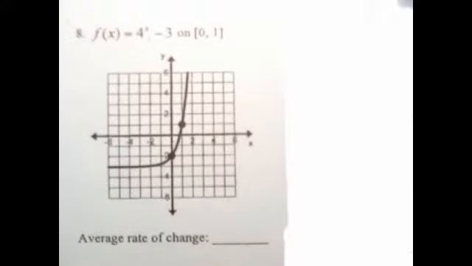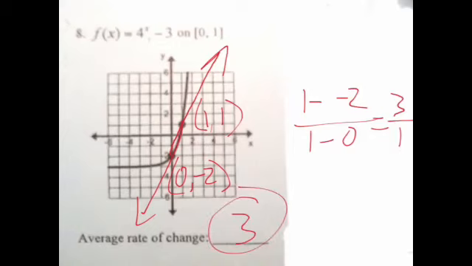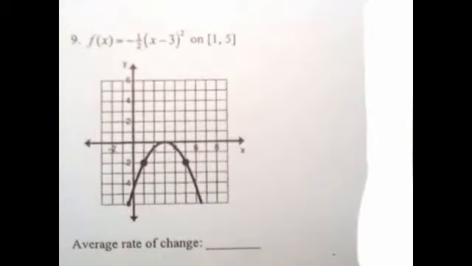That brings me to 8. You need to go between 0 and 1, so there's my line. The point here is 0, -2, and the point over here is 1, 1. To get your average rate of change, you do the difference in y's, 1 minus -2, over the difference in x's, 1 minus 0. 1 minus -2 is 3, and 1 minus 0 is 1, so my average rate of change is 3. 3 shows up a lot in this problem, these ones.